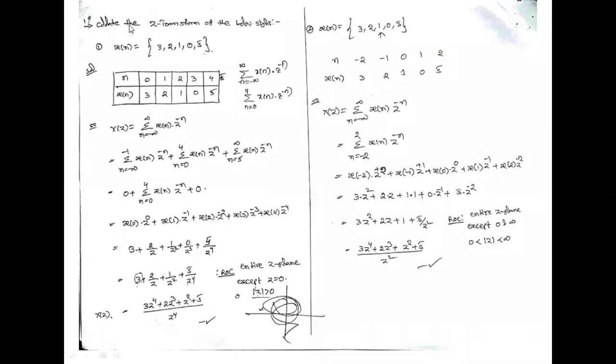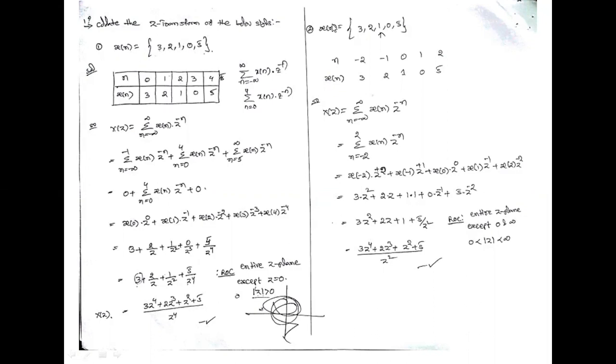First example: calculate the Z transform of the below signals. One is x of n, given in the sequence 3, 2, 1, 0, 5. Without any arrow mark, the sequence is represented such that the first value is at n is equal to 0. X of n is 3, and at n is equal to 1, the x of n value is 2, and at n is equal to 2, the x of n value is 1, and so on.